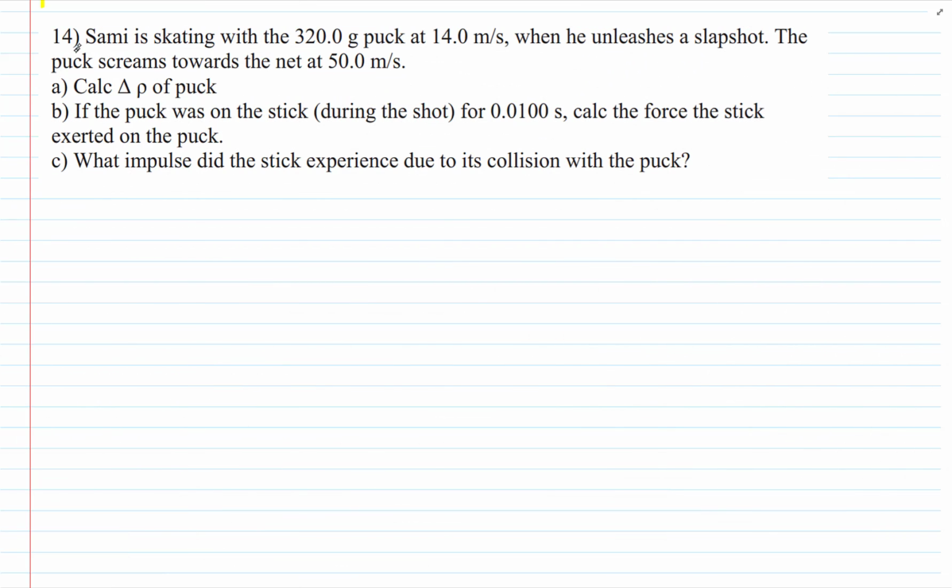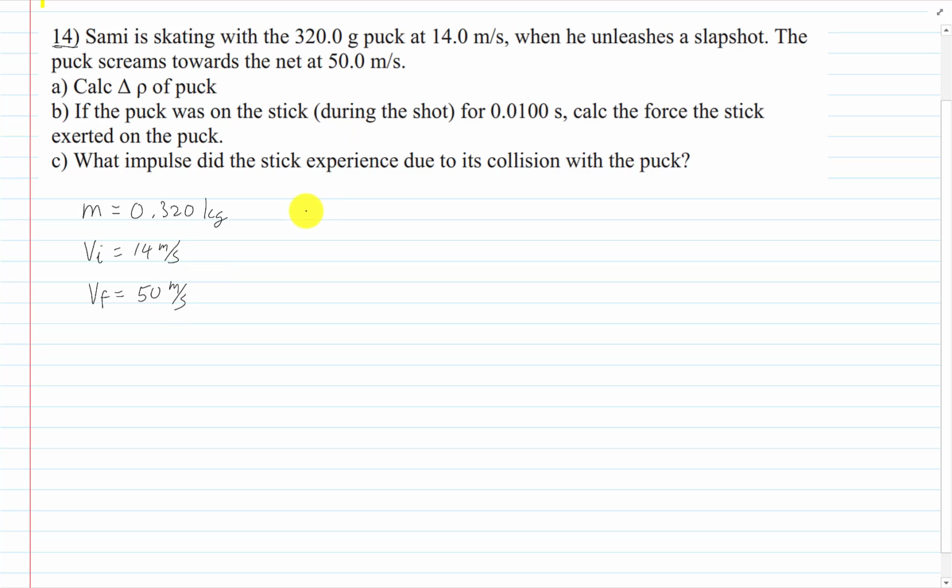Here we are doing number 14 on the momentum and impulse worksheet. Sami is skating with the puck that has a mass of 0.320 kilograms, and the initial speed that he's traveling at is 14 meters per second. Then he unleashes a slap shot. He smacks the puck and it screams towards the net at 50 meters per second. So the final velocity after the smack is 50 meters per second.